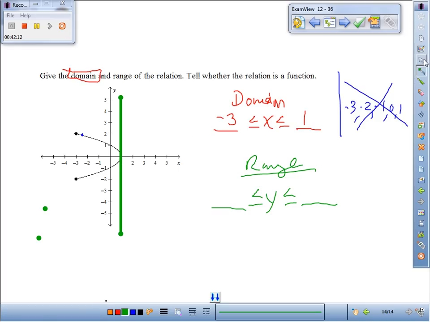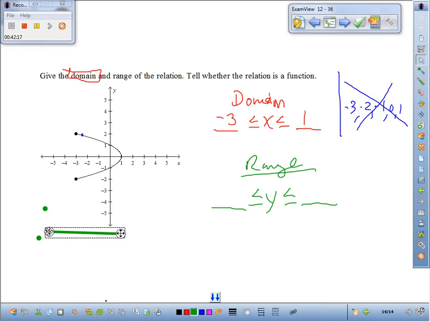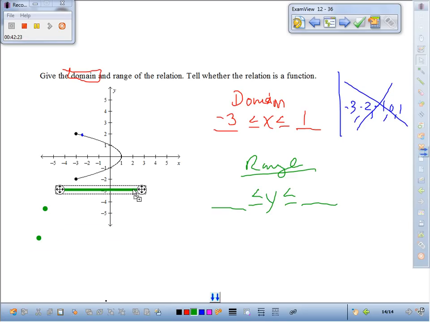So, for the range, we're going to get our pencil. Now we're going to do a horizontal test. We're going to start from the bottom to the top. And let's scan this. Let's see. It barely starts right there.